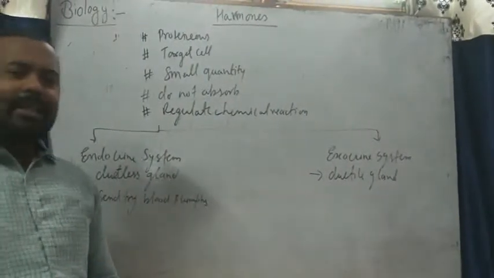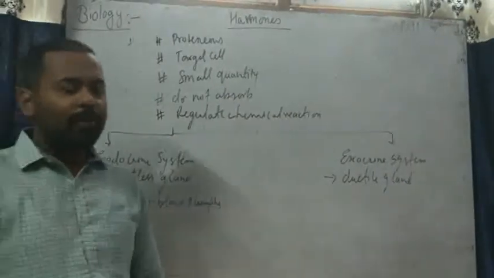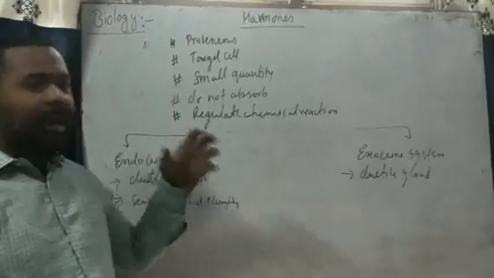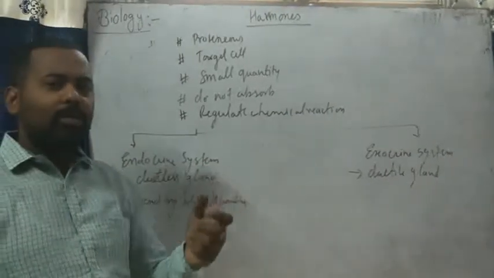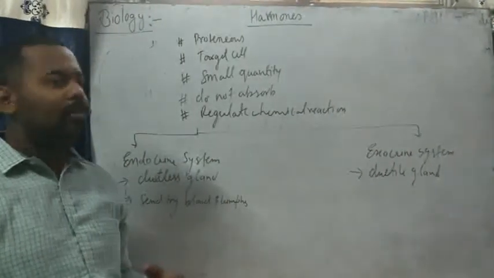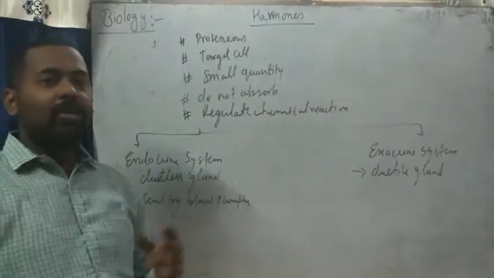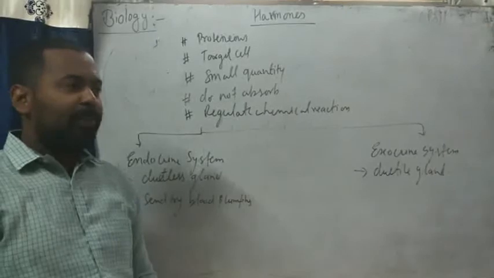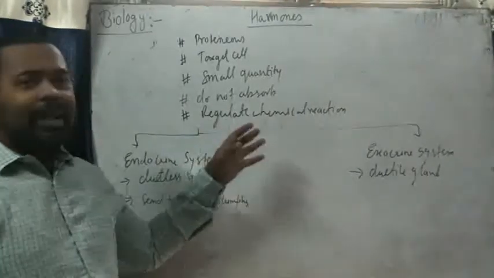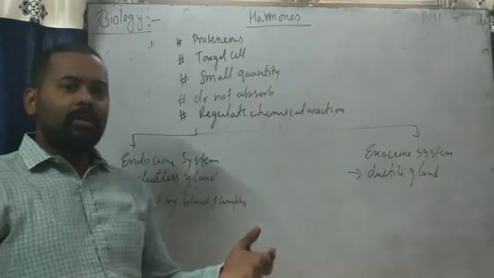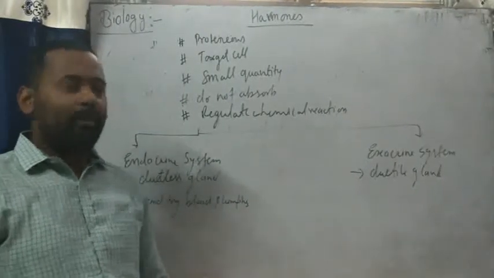Hormones are proteinous in nature. They are produced inside our body. They act only on their target cells. Hormones are produced in very small quantity, and after the chemical reaction they do not get absorbed in our body. They regulate the chemical reactions inside our body, by which we show growth and development.